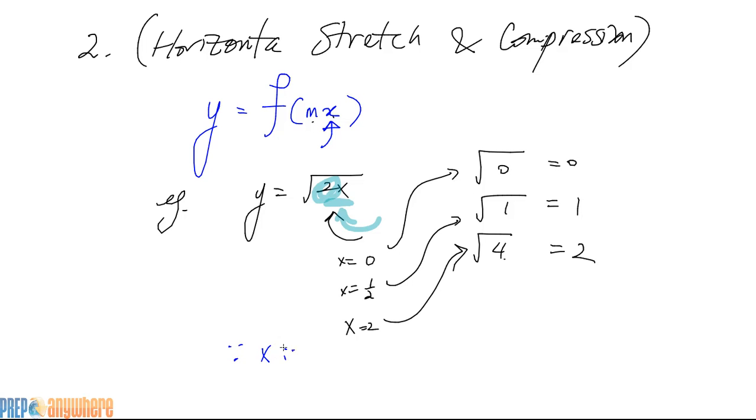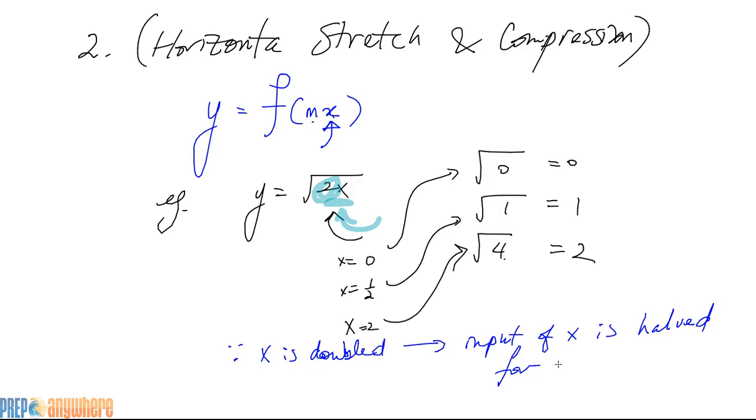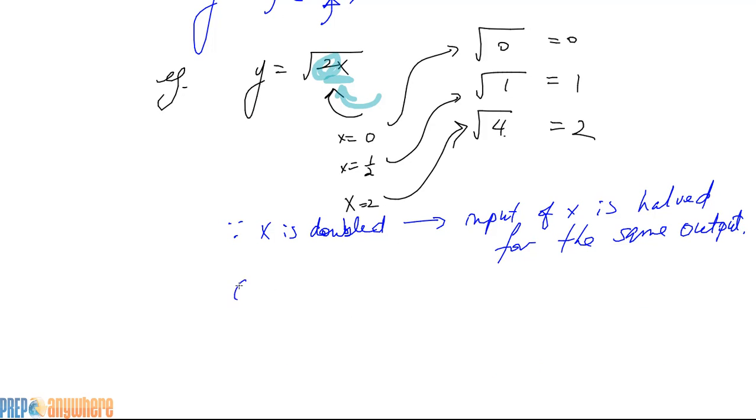Since x is doubled, the input of x is halved for the same output. Here's how you write the transformation mapping. x, y. x, because of the 2, it gets halved, and the y stays the same. So if you halve all the x inputs, we get the same y. That's the interpretation of this.